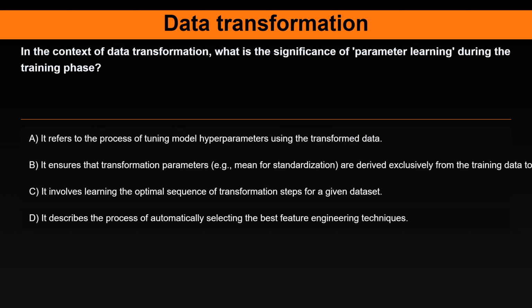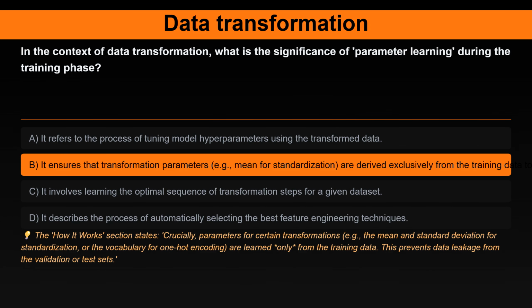Question 21. In the context of data transformation, what is the significance of parameter learning during the training phase? Option A, it refers to the process of tuning model hyperparameters using the transformed data. Option B, it ensures that transformation parameters, e.g. mean for standardization, are derived exclusively from the training data to prevent data leakage. Option C, it involves learning the optimal sequence of transformation steps for a given dataset. Option D, it describes the process of automatically selecting the best feature engineering techniques.